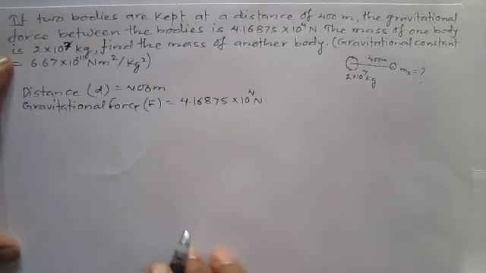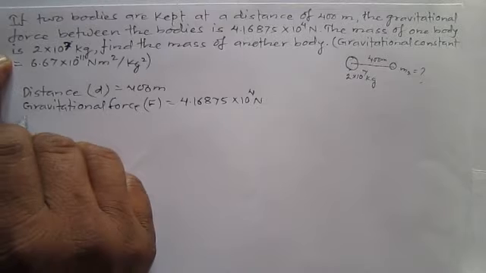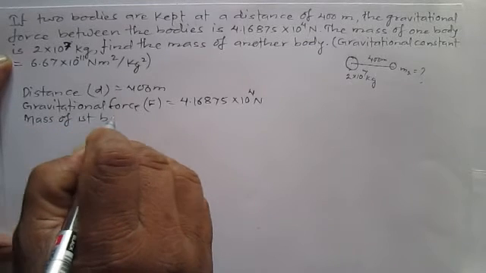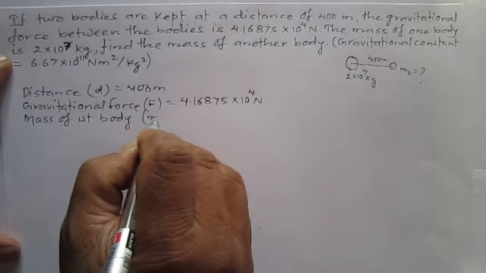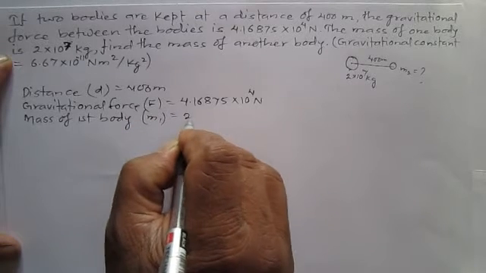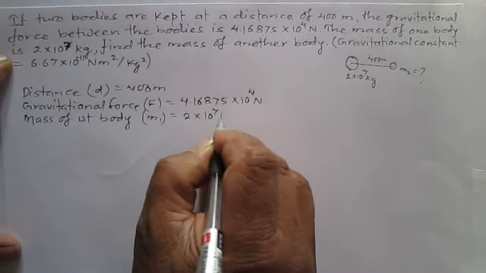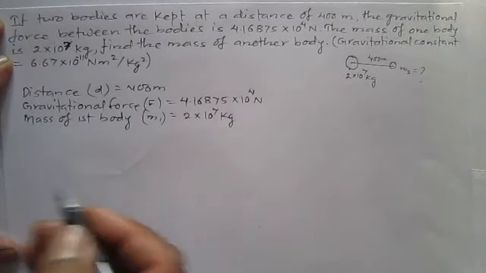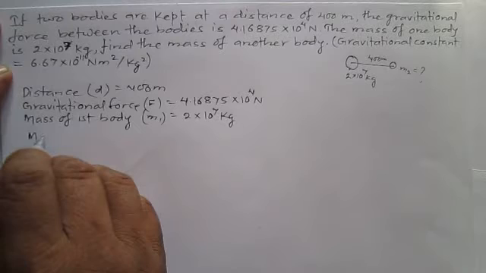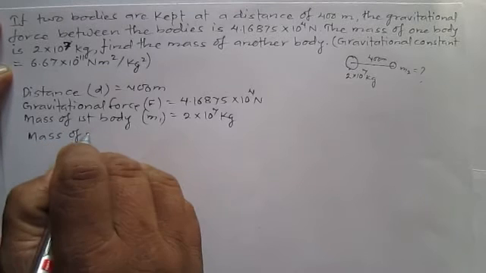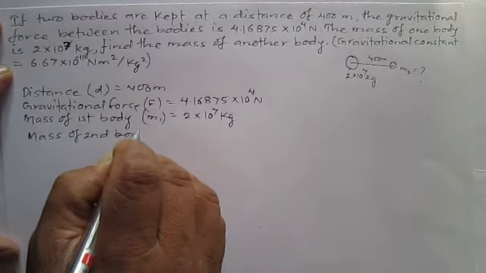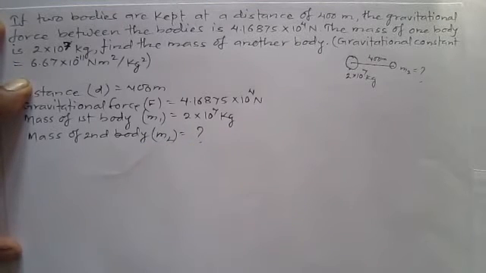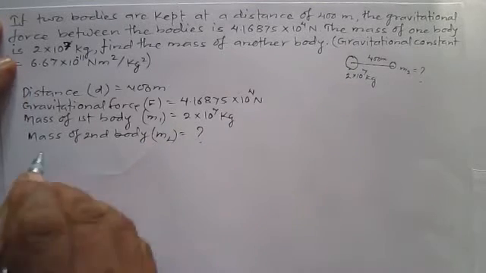The mass of one body is this much. Mass of first body, we can use the symbol M1. This is equal to 2 into 10 to the power 7 kilogram. Find the mass of the another body. Mass of another body is asked. Mass of second body can be denoted by M2 and the question mark. M2 is the question. But the gravitational constant is given.